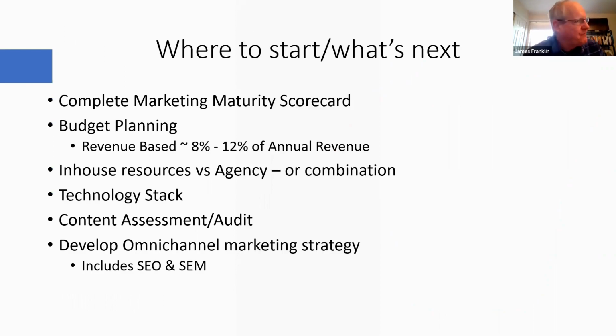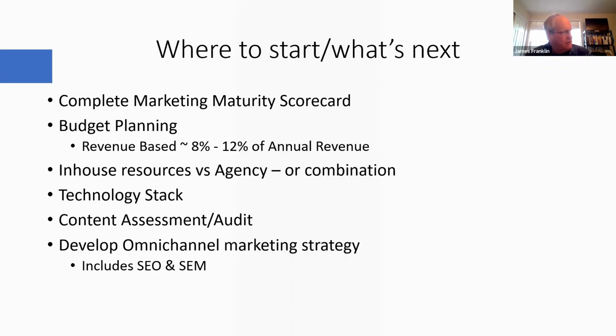What's next, right? So complete a marketing maturity scorecard. I'll show an example of that. That's a whole other discussion as well, but essentially, as you can see down there, there's a content assessment, but this is an overall ranking of your marketing. And I've got a next slide where we'll talk a little bit about the specific components in that. But again, you need to establish a baseline. And this is a good way to do that.